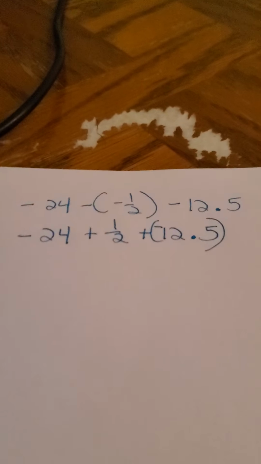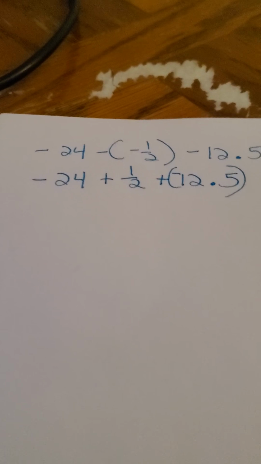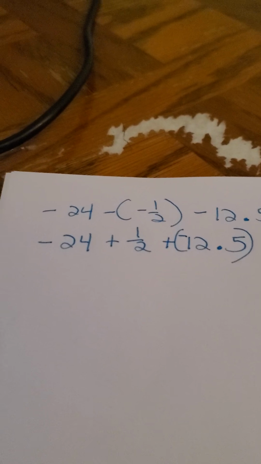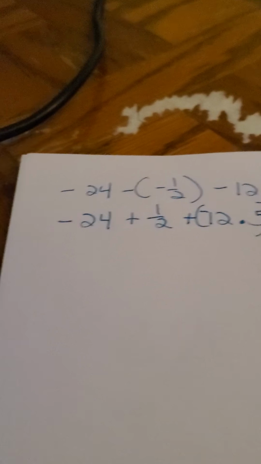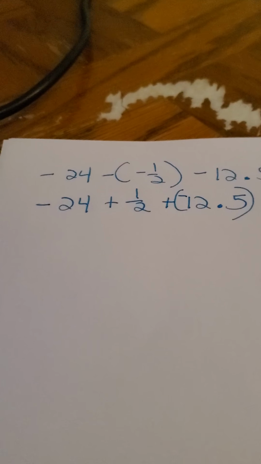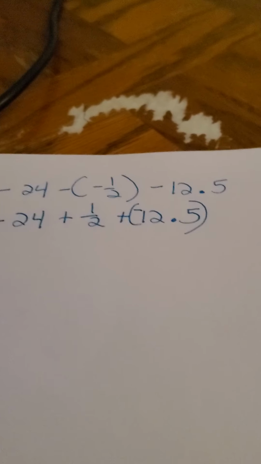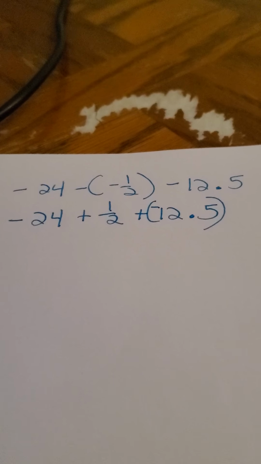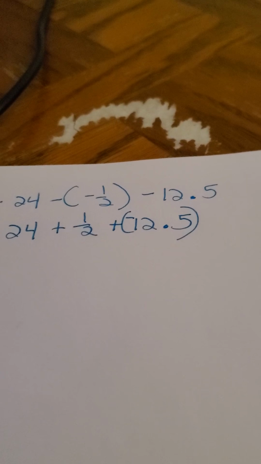Okay, so once again, I did both of the subtraction signs at the same time. So I have negative 24 minus negative 1/2. Because that's a negative 1/2 and I change that to addition, that becomes a positive half. And then I have minus 12.5, so I change that to plus negative 12.5.